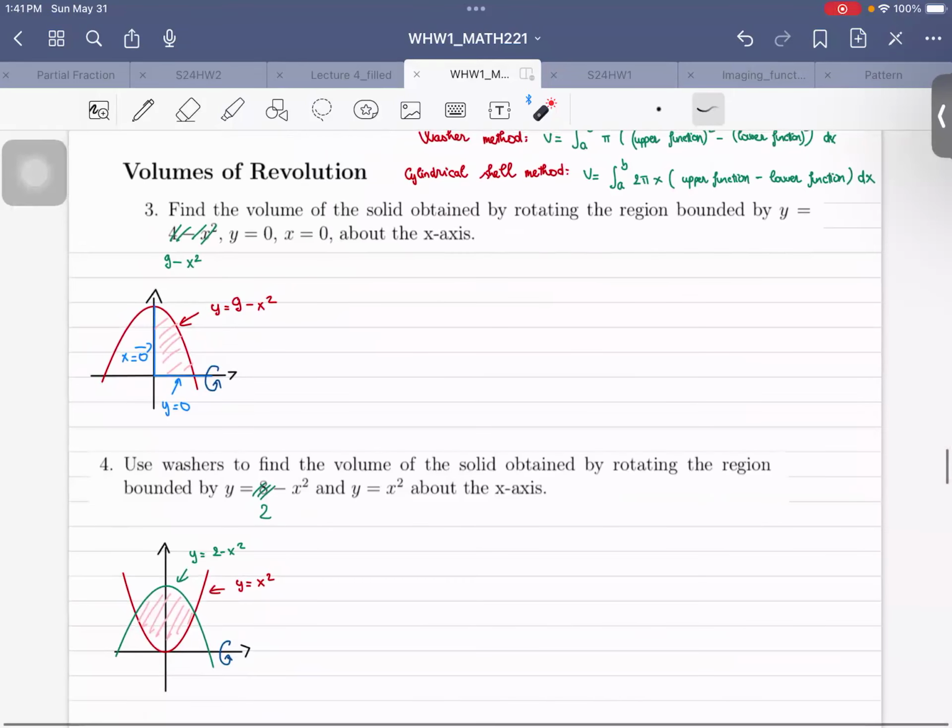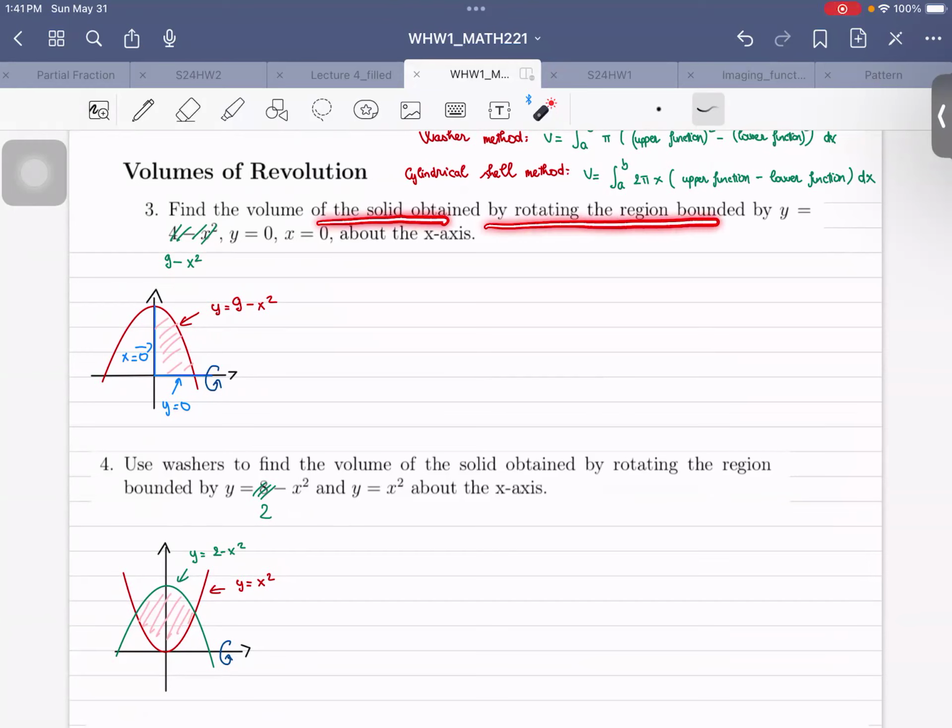So in this problem, the question wants us to find the volume of the solid obtained by rotating the region bounded by y equal to 9 minus x squared, y equal to 0, and x equal to 0 about the x-axis. And like I said, in the recitation video, I just solved a similar question. So up here, I changed the function a little bit. Instead of 4 minus x squared, I have 9 minus x squared. But for your original problem, you should work with the function 4 minus x squared.